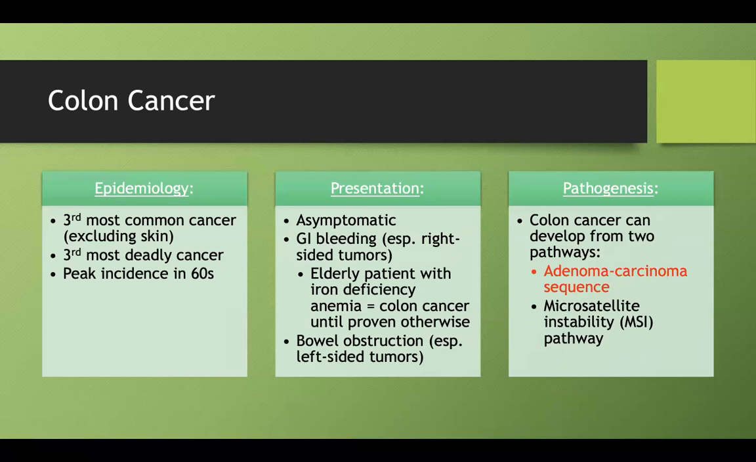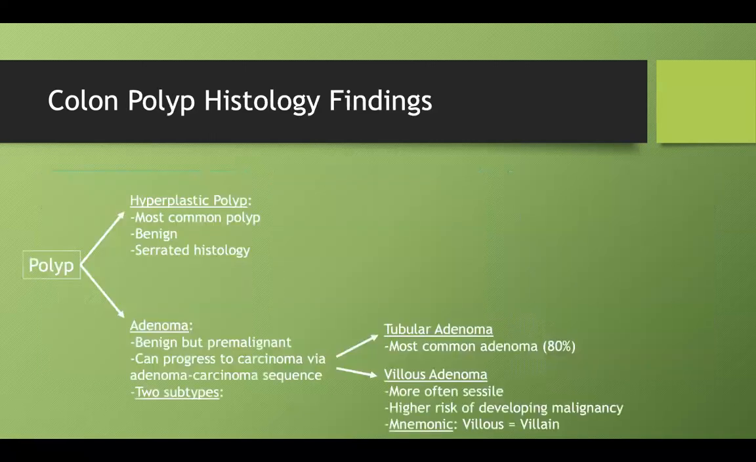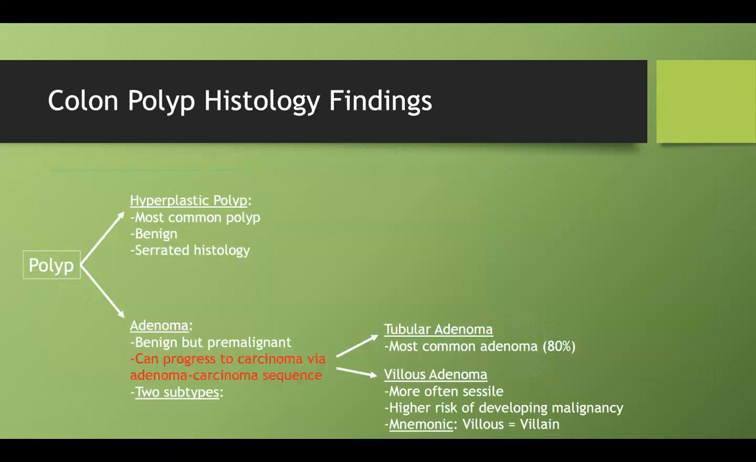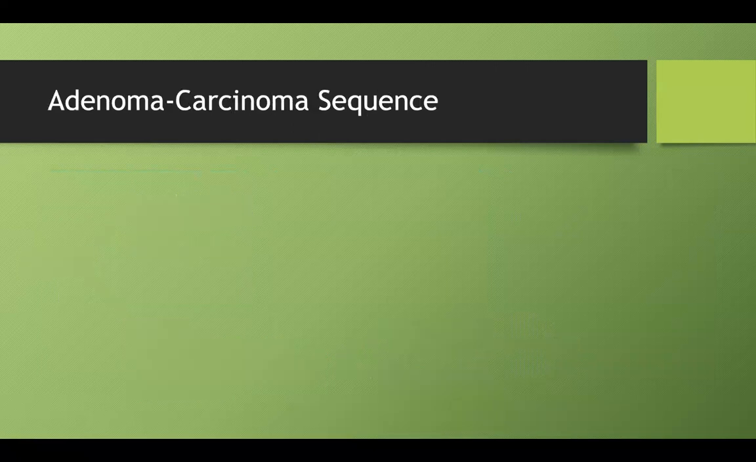Let's talk about the adenoma carcinoma sequence first. Here's from our colon polyp histology slide. I told you that some adenomas are able to progress to carcinoma through this sequence. So how does this sequence work?